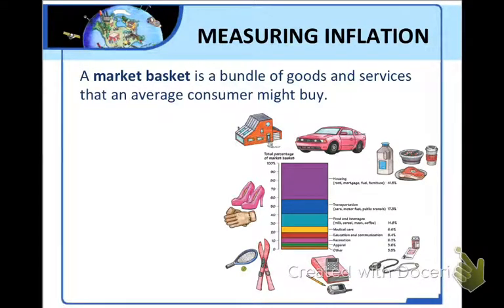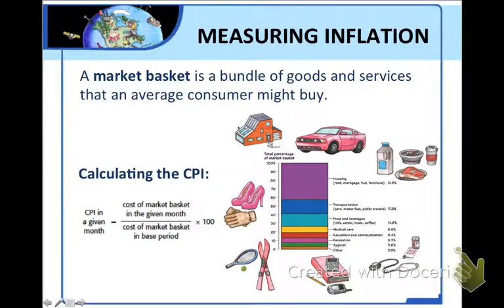More specifically, the CPI is calculated using the following formula. CPI in a given month is the cost of the market basket in the given month divided by the cost of the market basket in the base period, multiplied by 100. Now, notice that when the CPI is calculated for the base period itself, its value is 100. That's because when the given month and the base period are the same, the CPI formula becomes the cost of the market basket in the base period divided by itself, which is always 1, multiplied by 100.